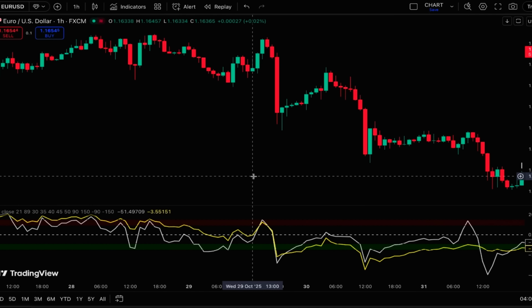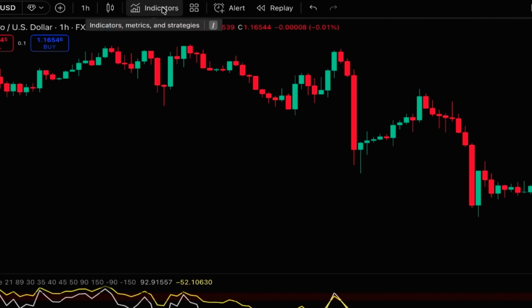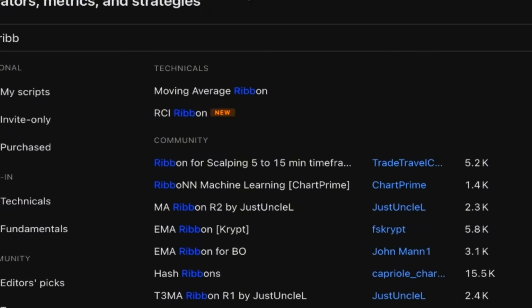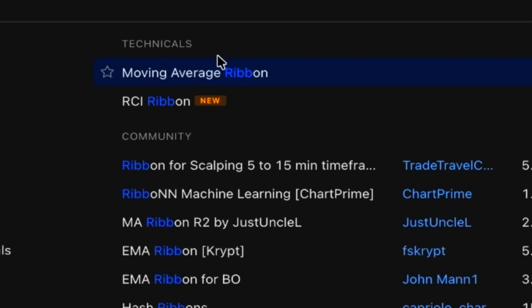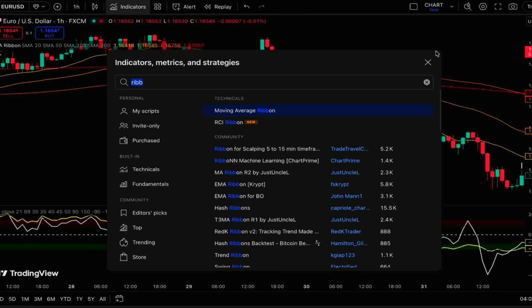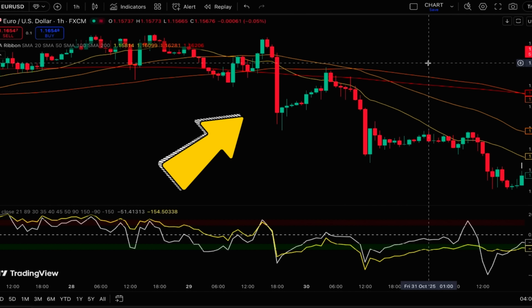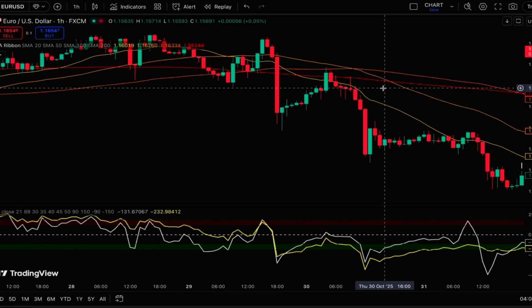Now we need to add 3 exponential moving averages. So here again we click on indicators and we search ribbon, this one, moving average ribbon, which is a built-in indicator on TradingView platform. When you add this indicator, 4 moving averages are added to the chart, but we need 3 moving averages, and they should be exponential moving averages with the settings that we need.